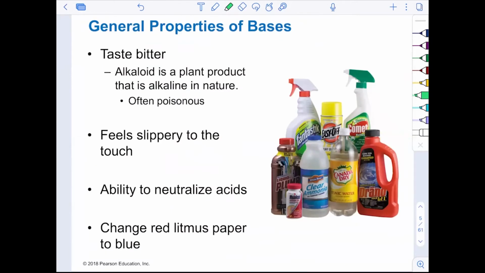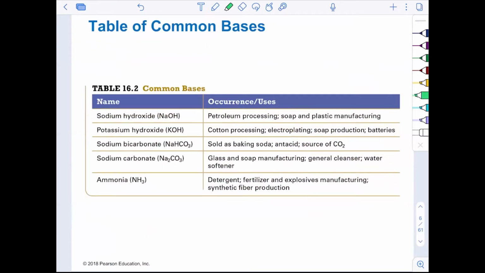Now, bases generally taste bitter. They're alkaloid. They are often poisonous. These generally feel slippery to the touch. So if you've ever gotten a strong base like Clorox bleach on your hand and you felt your skin really, really slippery, the reason for that is it's hydrolyzing your skin cells. So that's fun. Go wash your hands. It also has the ability to neutralize acids. So we'll see acids and bases are meant for each other, kindred spirits, and bases can change red litmus paper to blue. So there is, again, a spectrum of pH that we'll talk about at the end of this chapter.